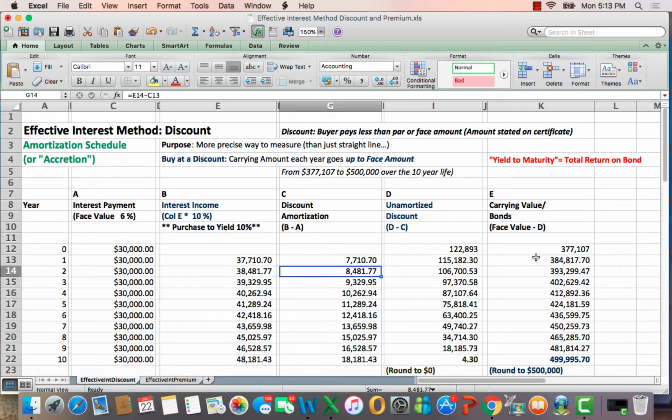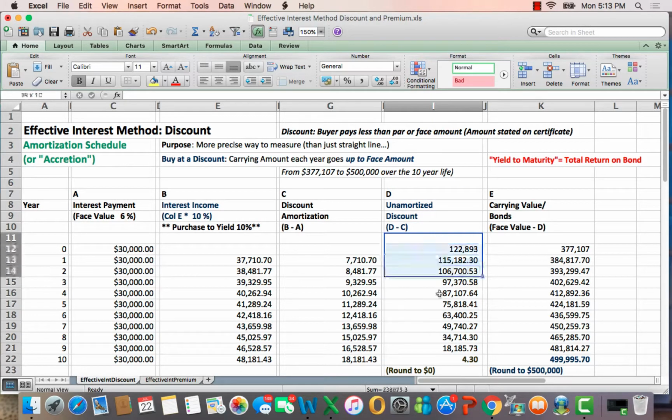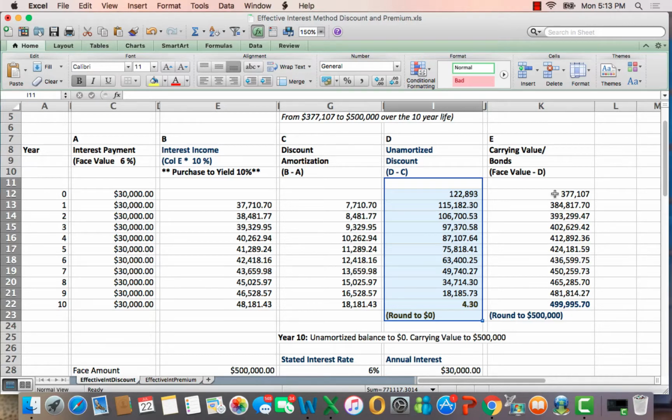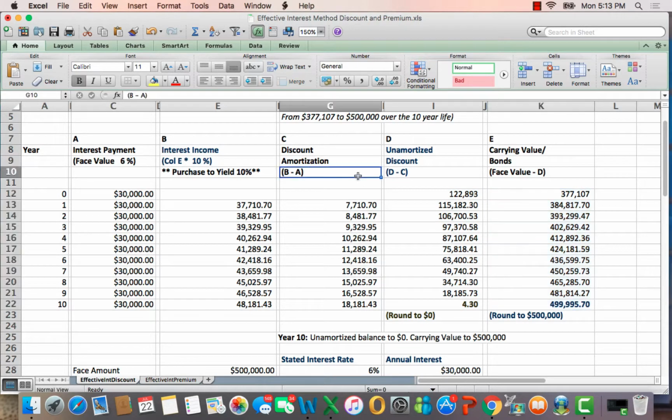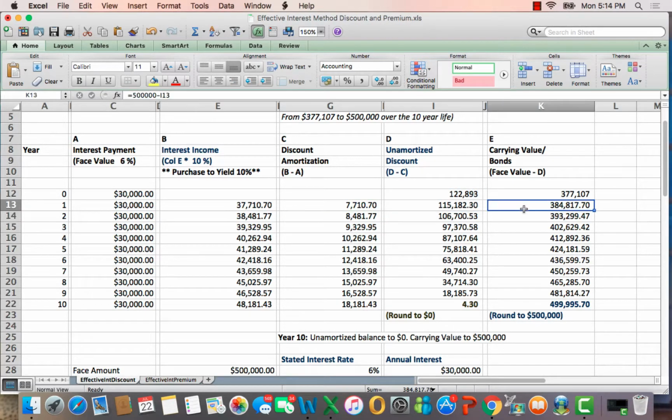That amortization increases the face amount of the bond. So I have a column for the unamortized discount, and you can see that the unamortized discount falls as the carrying amount increases. So that $7,700 roughly reduces the unamortized discount, blue minus green, and it increases the carrying amount. So you see the carrying amount increasing by that amount. You see the unamortized discount decreasing by that amount.